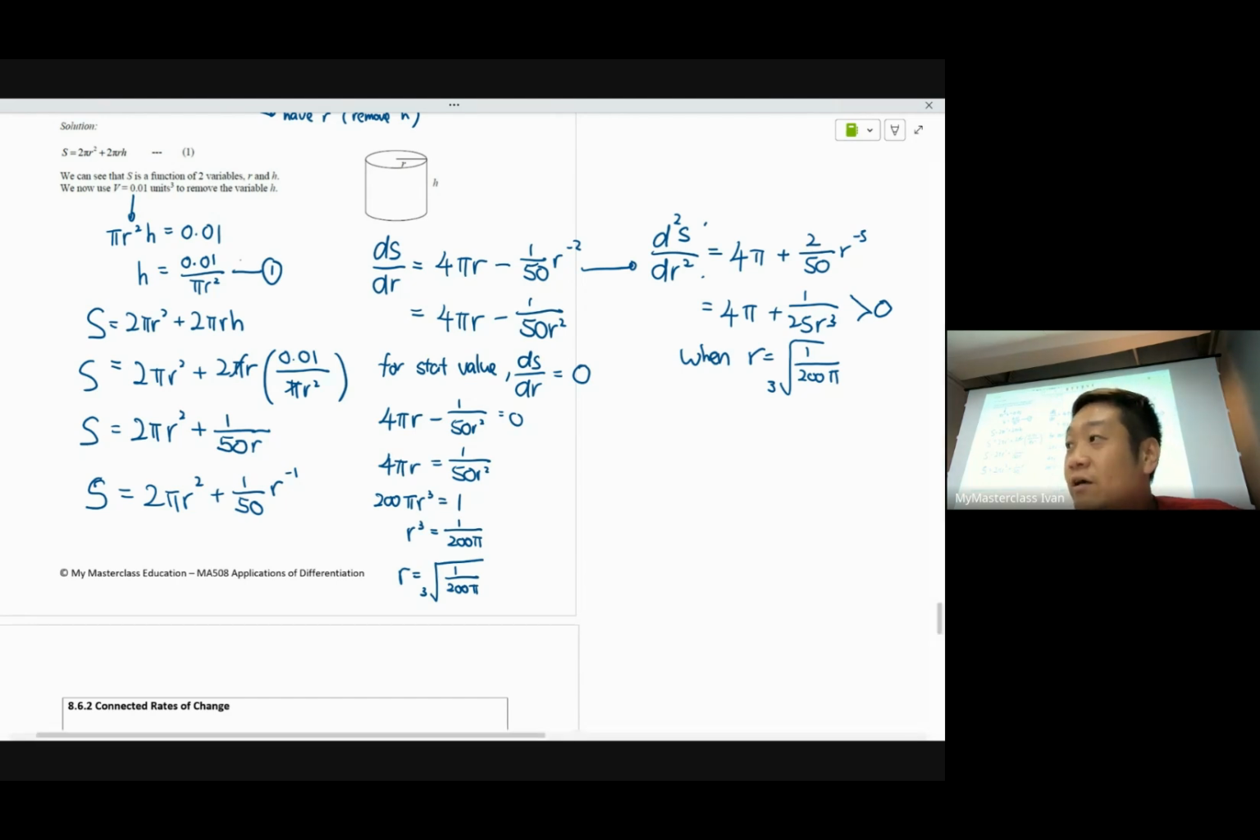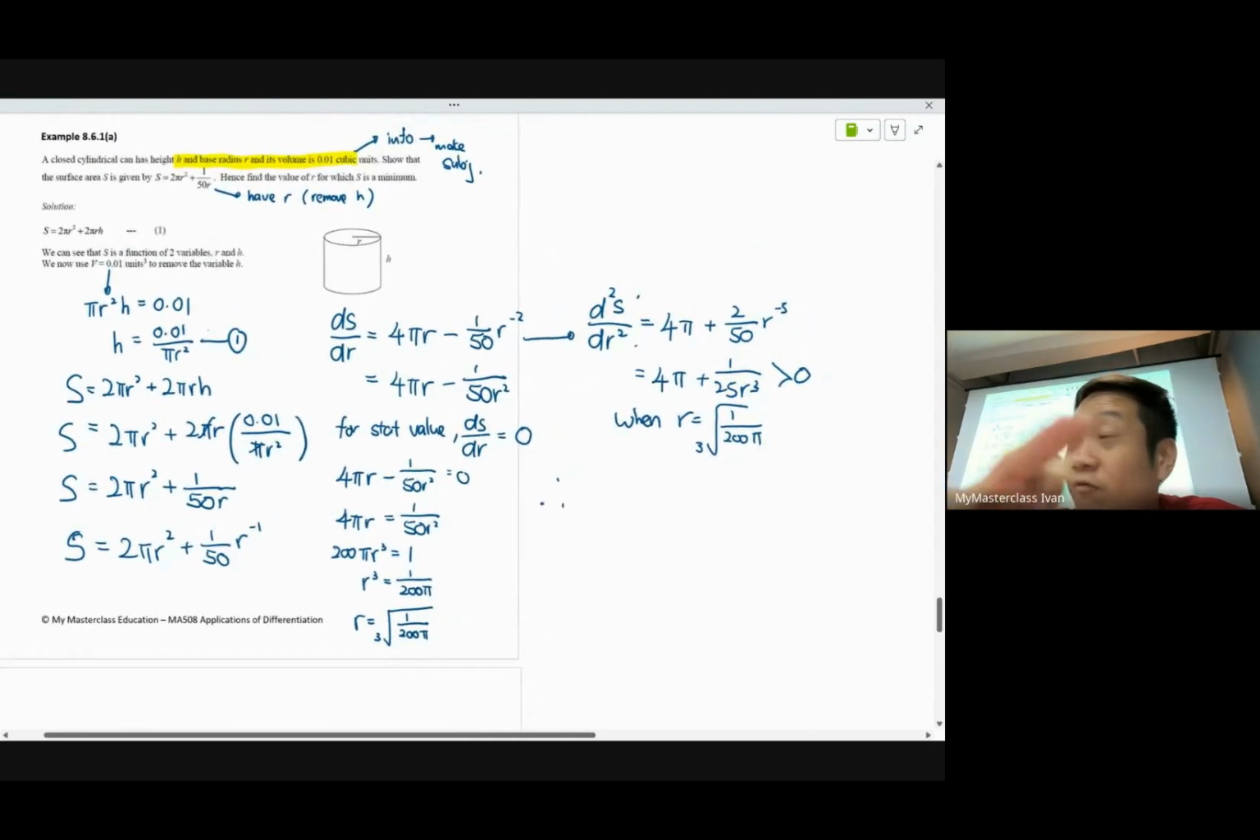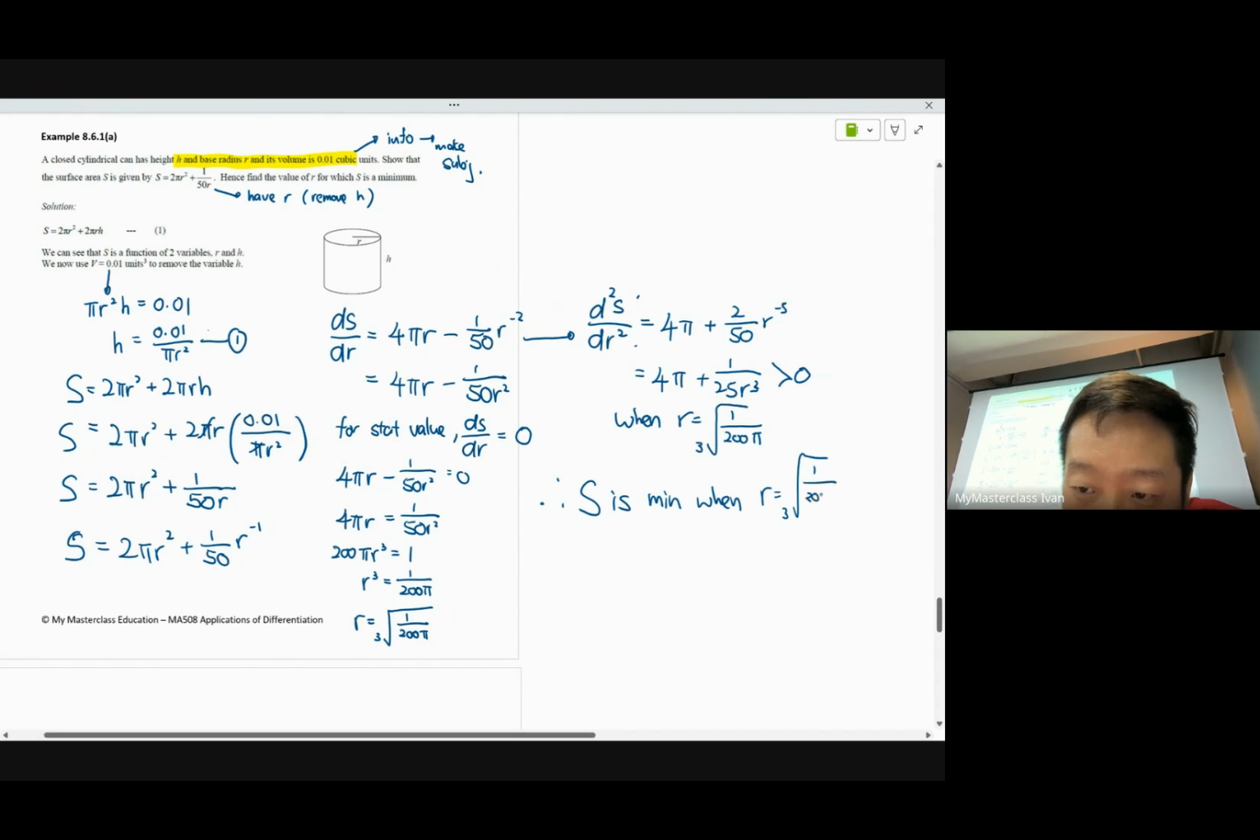So if the second derivative is greater than 0, is it a maximum point or minimum point? So therefore, did they ask you to find the minimum? They ask you to find the value of R for which S is minimum. Sometimes they will ask you to find the minimum value of S. Therefore, S is minimum when R equals to cube root of 1 over 200 pi units. Standard question.